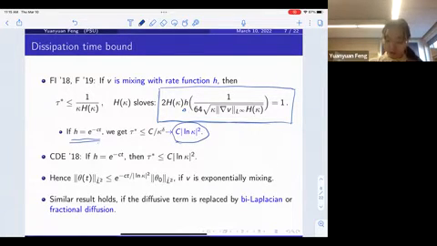As far as we know so far, this implies that the L2 energy decays at C times e to the negative ct divided by log kappa squared times the initial L2 norm. So this estimate implies the decay of the L2 energy at this rate if V is exponentially mixing. And we can prove a similar result holds if the diffusive term is replaced by the bi-Laplacian or fractional Laplacian. So this can be generalized to some other diffusive operators.